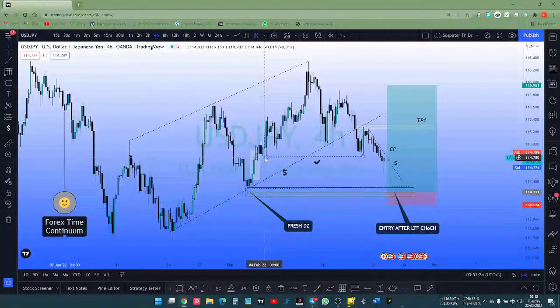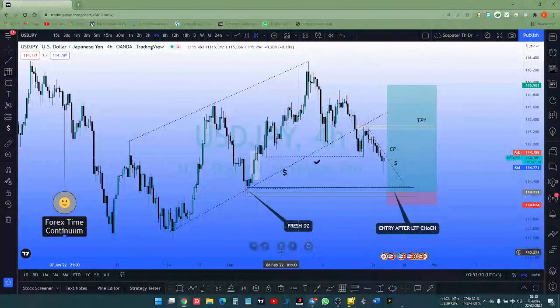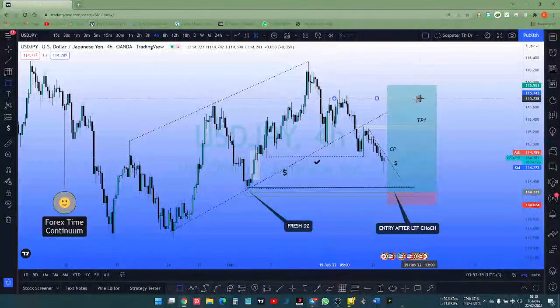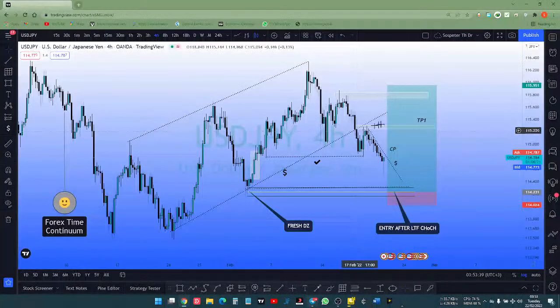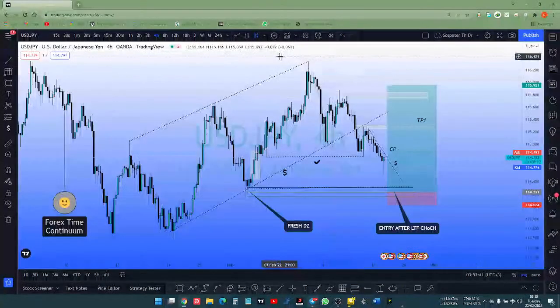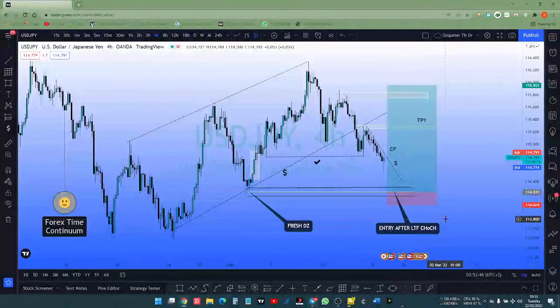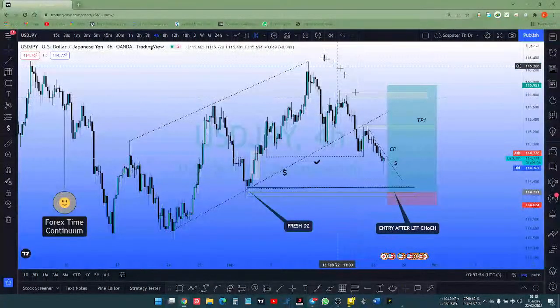You see, we can see some compression here. So the market dropped, forming fresh supplies. These are the ones we will use to collect our profits. So this will be our TP1, TP2, TP3. So entry after a lower time frame change of character. These are setups I'm hoping will pay this week. That's what I'm telling you guys.